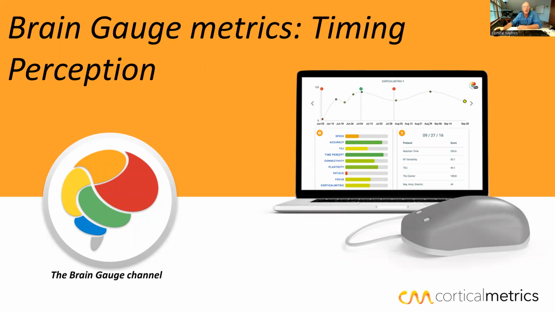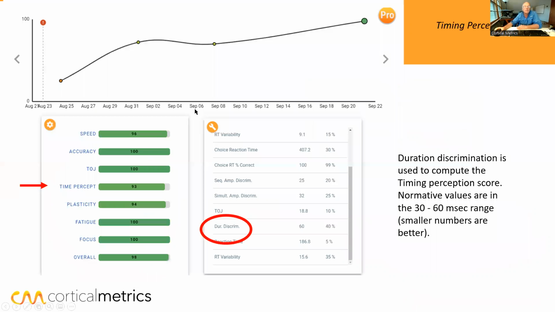Real quick tutorial on what the timing perception measure means. If you're pulling up your Brain Gauge analysis app, you're looking at the overall trend here, and you see the larger circle, which has selected the data from this particular date. And you see all these scores right here. The timing perception measure is right there, and obviously that's an okay measure.